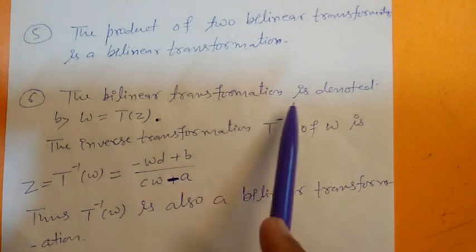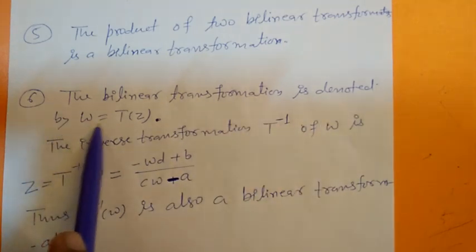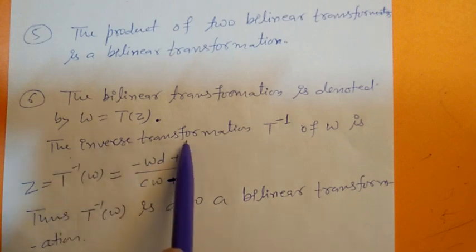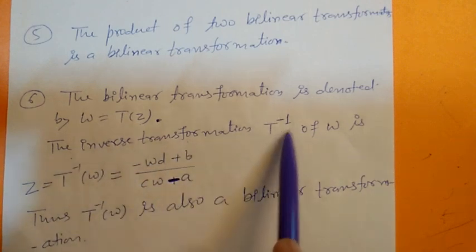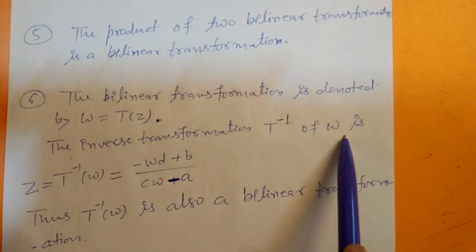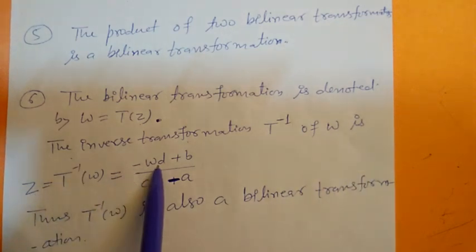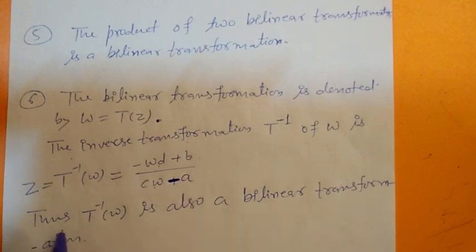Point 6, the bilinear transformation is denoted by w = T(z). So the inverse bilinear transformation is denoted by T inverse of w, that is z = T^-1(w) = (-dw + b)/(cw - a). Thus T^-1(w) is also a bilinear transformation.